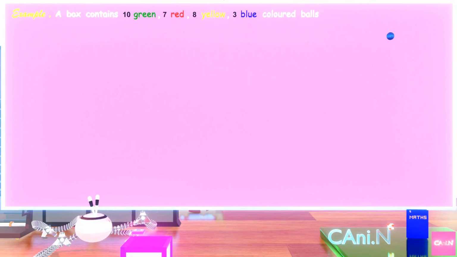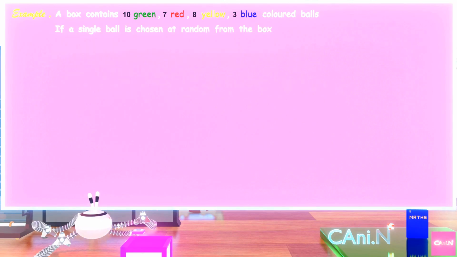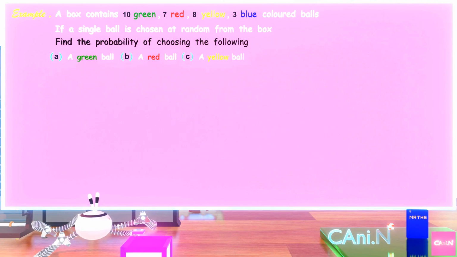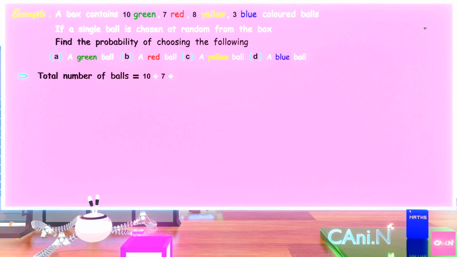Example, a box contains 10 green, 7 red, 8 yellow, 3 blue colored balls. If a single ball is chosen at random from the box, find the probability of choosing the following: a green ball, a red ball, a yellow ball, a blue ball. Total number of balls equals 10 plus 7 plus 8 plus 3 equals 28.